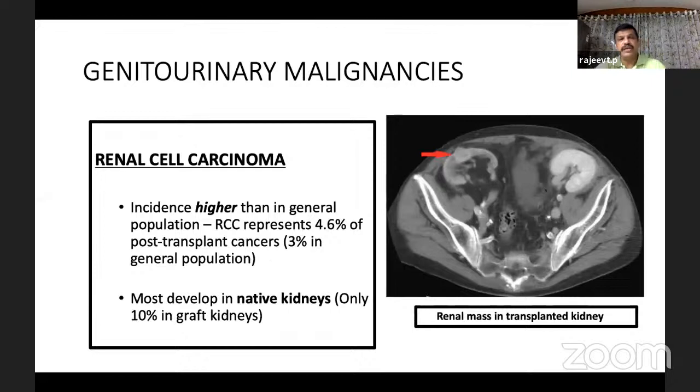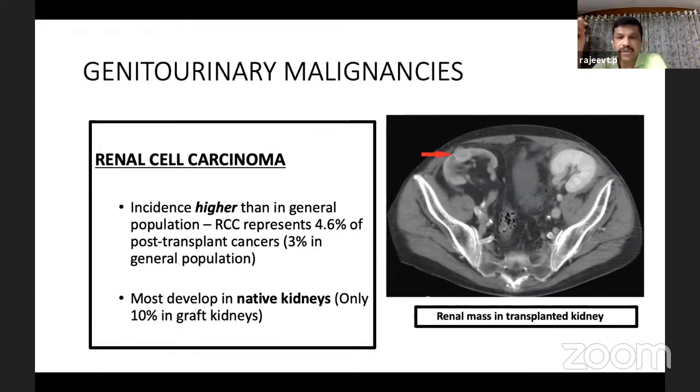Now coming to genitourinary malignancies. The three cancers which are quite commonly found are renal cell carcinoma, prostate cancer, and bladder cancer. Renal cell cancer incidence is higher than in the general population. RCC represents 4.6% of post-transplant cancers, whereas it is 3% in the general population. Mostly, it develops in the native kidneys and only 10% develop in the graft kidneys.